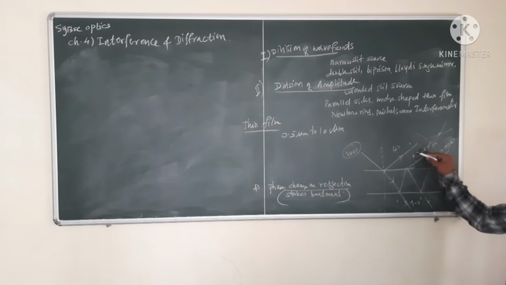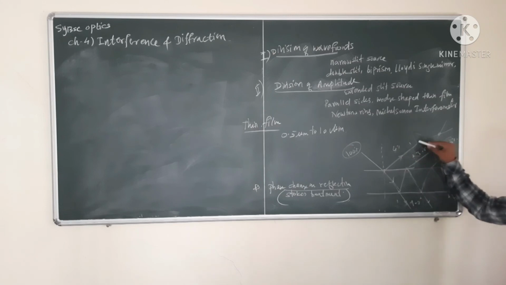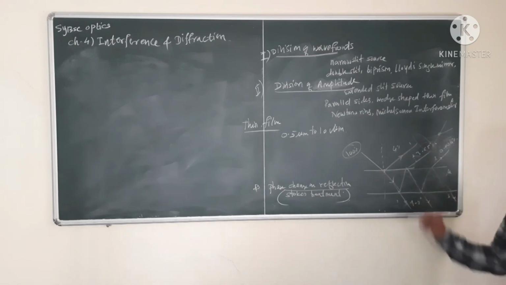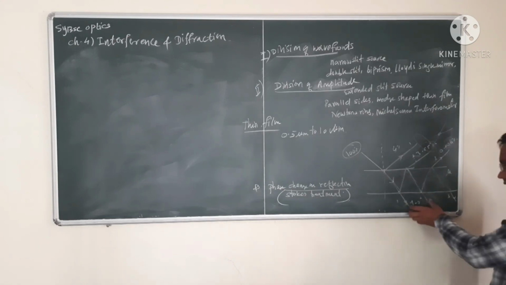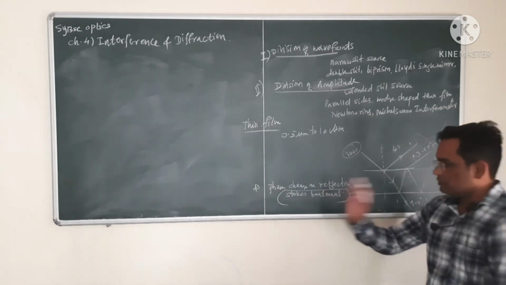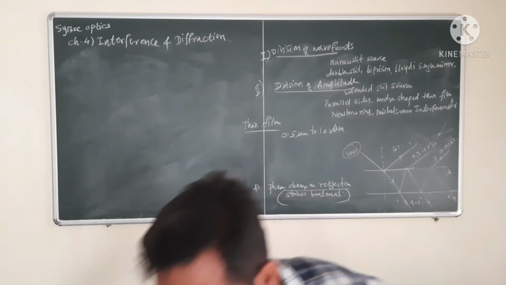If you allow these 2 light rays to produce an interference pattern, this is known as interference by reflection, and this is known as interference by transmission, because these 2 light rays are transmitted. Now we are going to study this phenomenon.